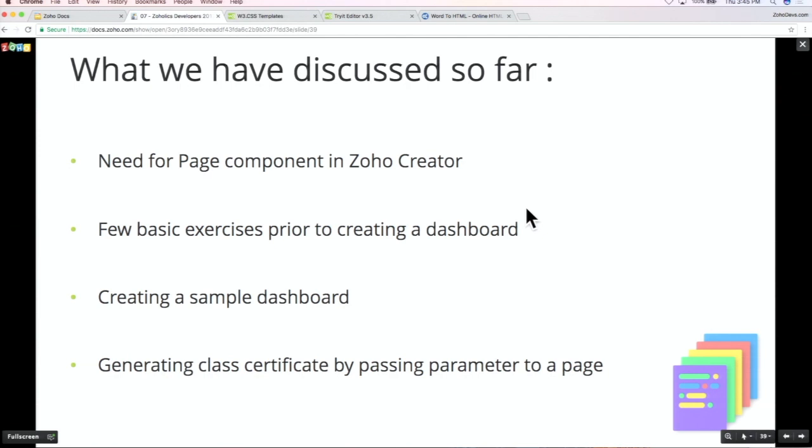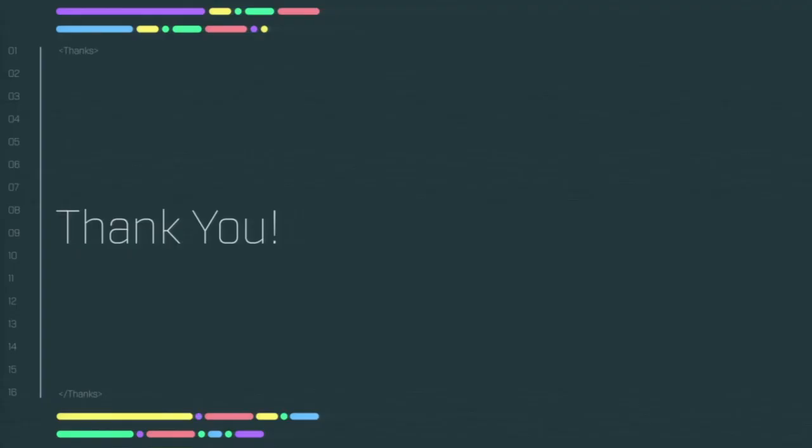So this is all we discussed. We talked about the need for having a page component in Zoho Creator, and we did a few basic exercises on how to use deluge and the HTML together and build a page. We created a sample dashboard just to replace one colored box. I think it was successful. And then we generated the class certificate by passing a parameter to a page. So this is about the pages.